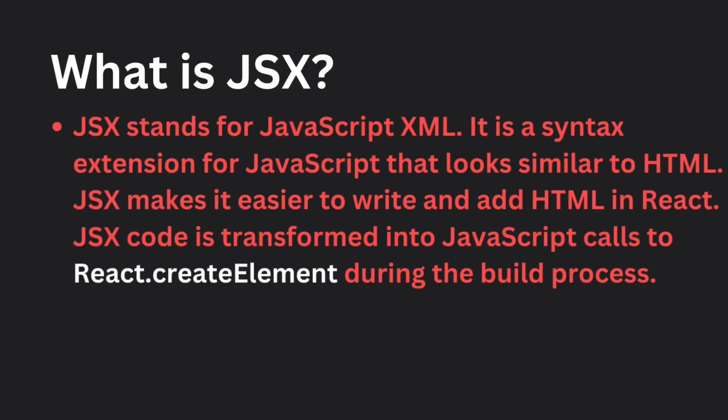What is JSX? Answer: JSX stands for JavaScript XML. It is a syntax extension for JavaScript that looks similar to HTML. JSX makes it easier to write and add HTML in React. JSX code is transformed into JavaScript calls to React.createElement during the build process.